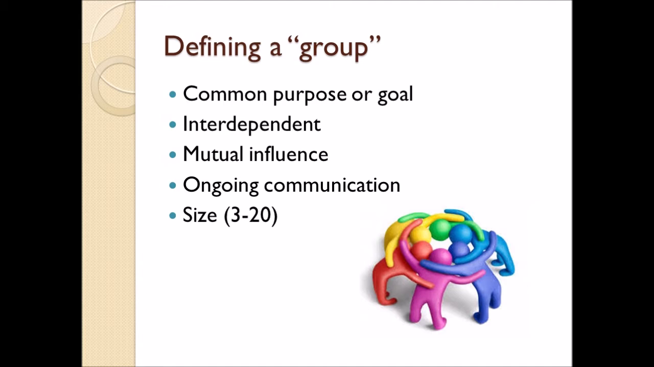And lastly, we have to consider the size of the gathering of people. Now, the book says 3 to 20 is a reasonable group size. I'd like you to think about what you think is ideal. Now, you need at least 3 for a group because 2 would be a dyad, and the only communication would be between the 2 of them.